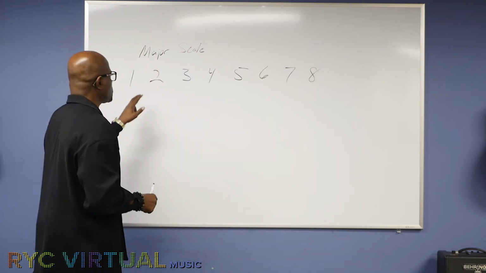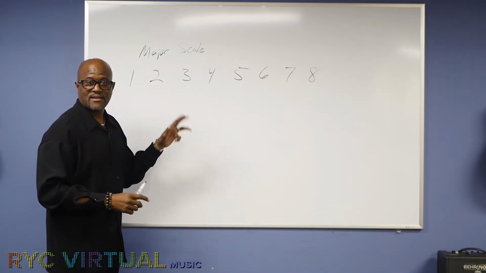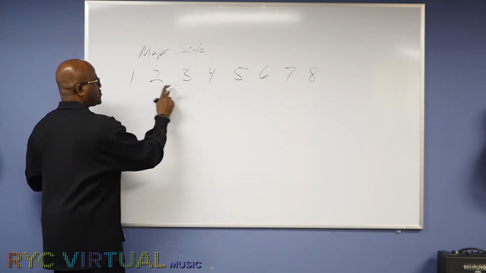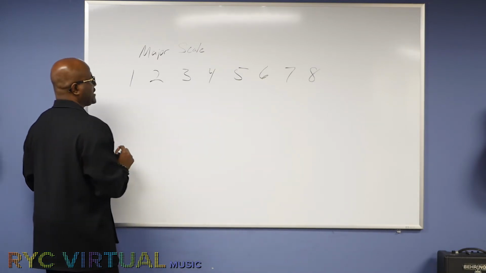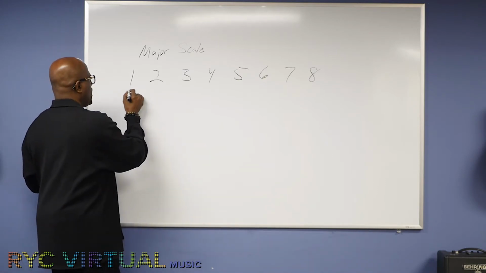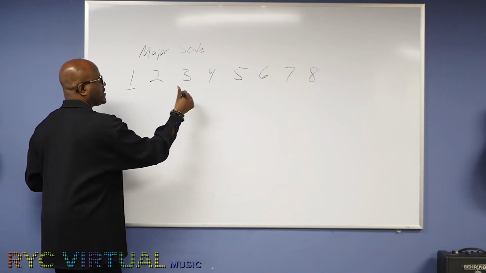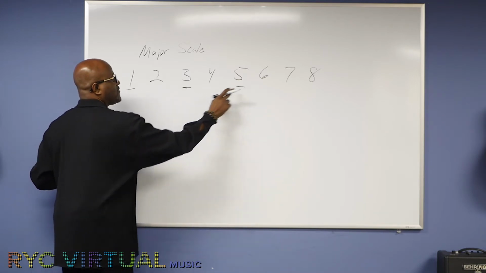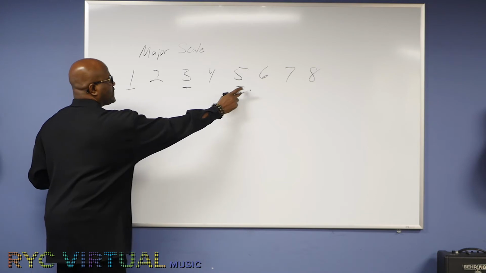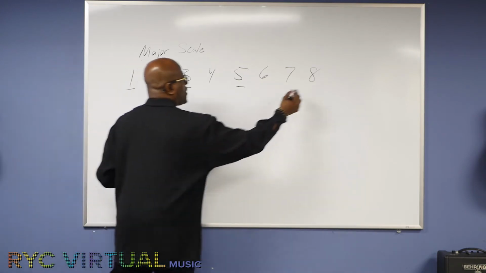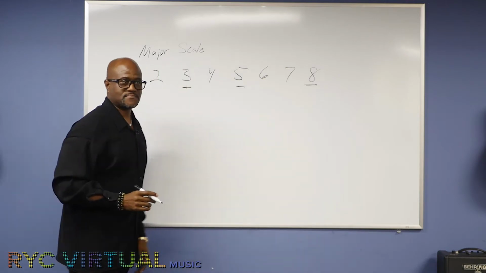So watch this. Once you learn what this sounds like, watch how cool this becomes, right? So if I go 1, 2, 3, 4, 5. Let's say I only want to sing the 1, the 3, and the 5. 1, 2, 3, 4, 5. 1, 3, 5. 5, 3, 1. Right? Say I want to sing the 1, 3, 5, and 8.